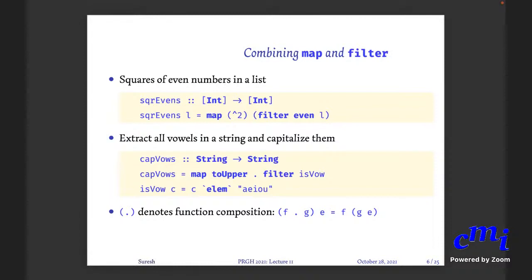But notice that here I am not giving the argument. I'm just saying capVowels is map toUpper dot filter isVowel. I'm not giving any argument here. That is because f dot g is a function and it is defined to be, for every e, it will map e to f of g of e.